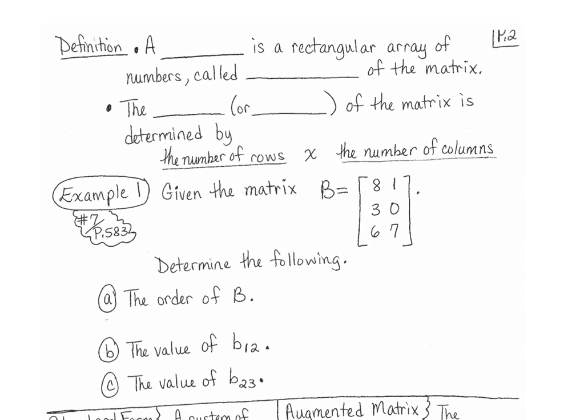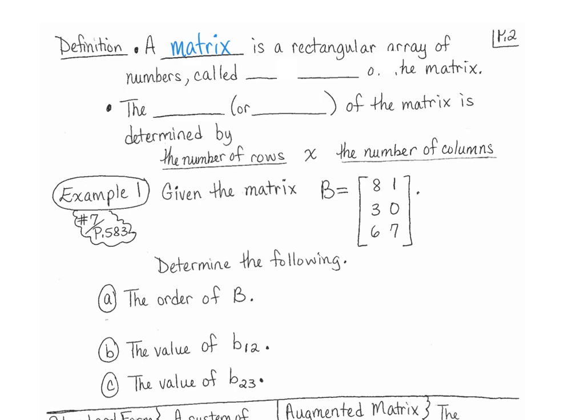A matrix. You want red or blue? Which one? Blue. A matrix is a rectangular array of numbers called, didn't they ask that question in The Matrix? You want the red pill or the blue pill? I just thought about that.